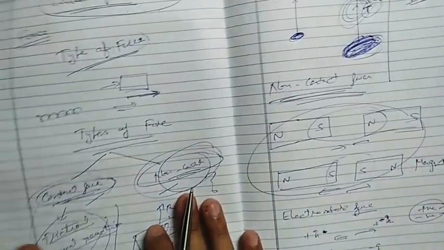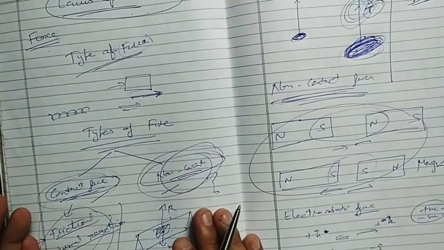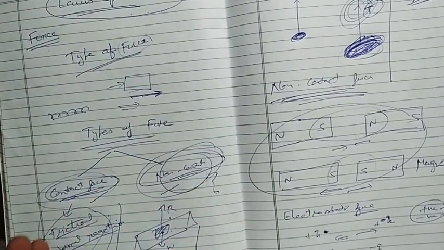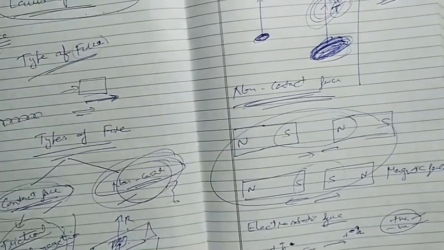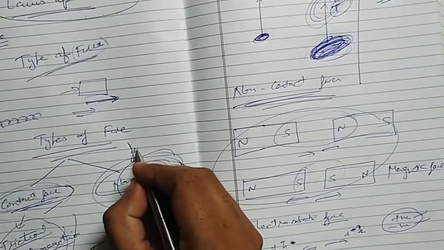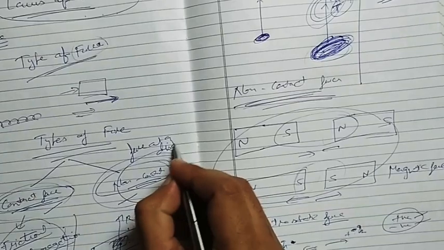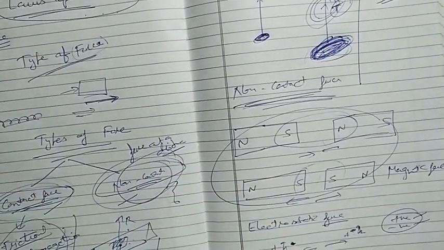So we have discussed contact and non-contact forces. Contact forces are those forces which require a physical contact between the bodies, and non-contact forces are the forces experienced by a body even without being physically touched. In other words, we can say force at a distance.